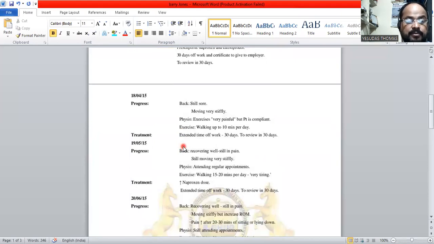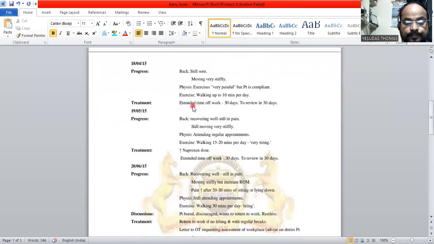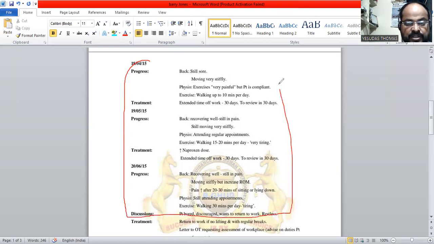Now the progress. We need the summary up to this point in the next paragraph. So what is the progress of the treatment? He came after a 30 day review. Progress is there because now he's walking, but it is still painful.